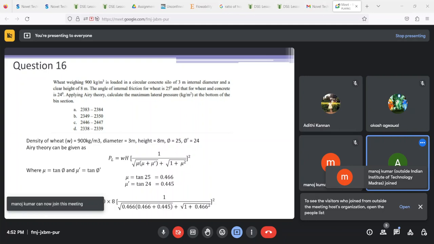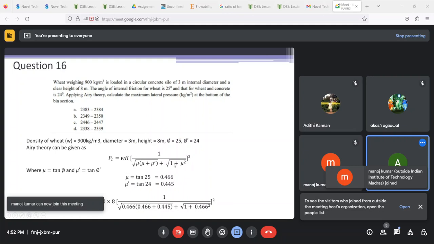So PL is equal to, substituting the values, 900 kg per meter cube into 8 meters, which is the height of the contents present, into 1 divided by the root of 0.466, which is your coefficient of friction between the grains, that is mu, and mu dash, which is the coefficient of friction between the grain and the bin. So mu plus mu dash plus the root of 1 plus mu square. I just basically substituted mu and mu dash into this equation. I hope till here it is clear. So this is the formula for Airy theory.